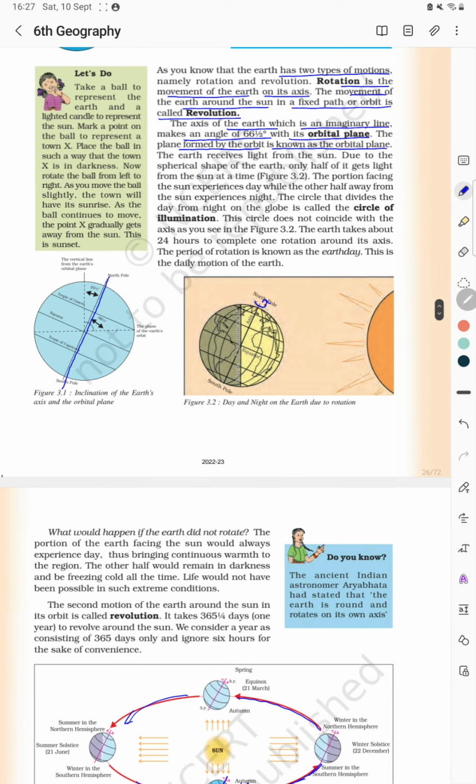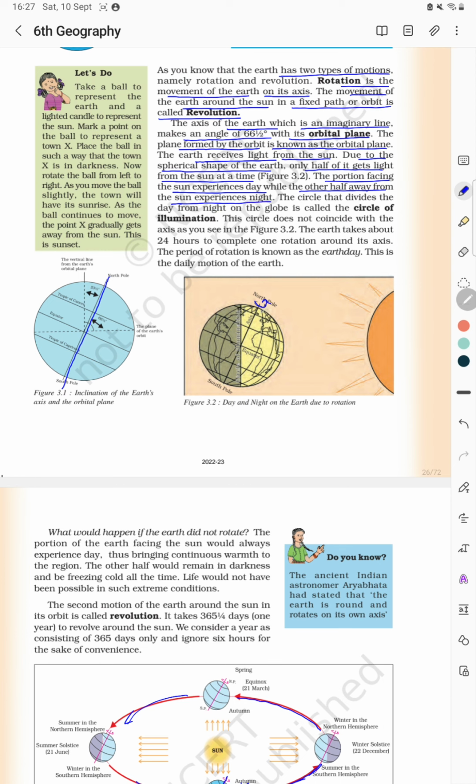The earth receives light from the sun. Due to the spherical shape of the earth, only half of it gets light from the sun at a time. See, this is our sun, this is earth. Earth is a sphere, so at any point of time only half of the earth will be facing the sun, and half will be in the dark. So the portion facing the sun experiences day, while the other half away from the sun experiences night.